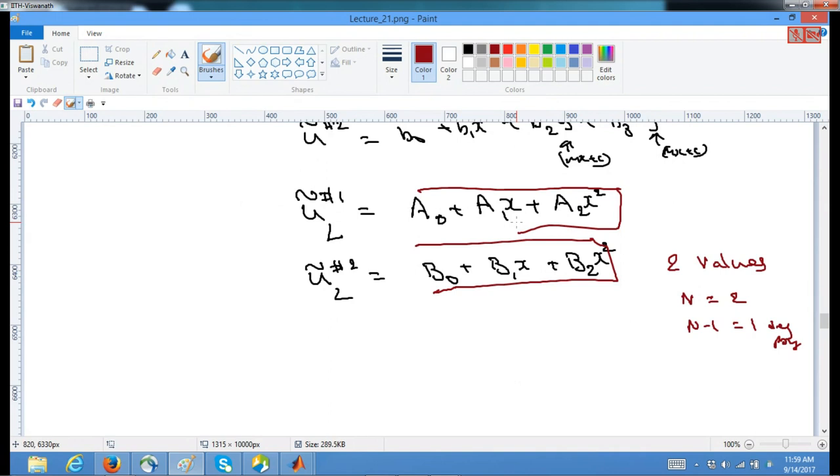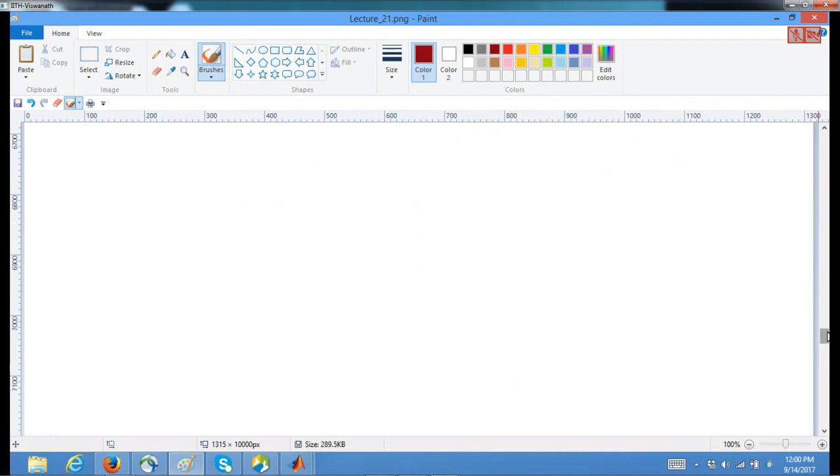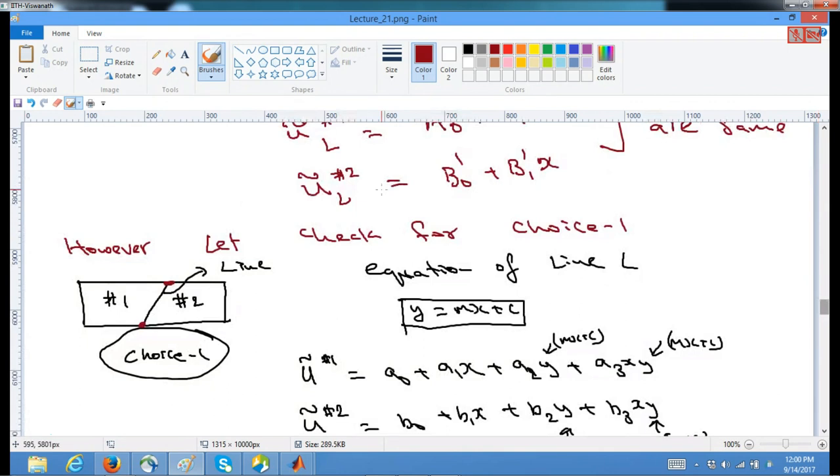That means element 1 and element 2 may not agree on the same thing all along the boundary except at the boundary points. Since this is quadratic, element 1 can estimate it as something like this, some quadratic form. It will estimate it like this from element 1.